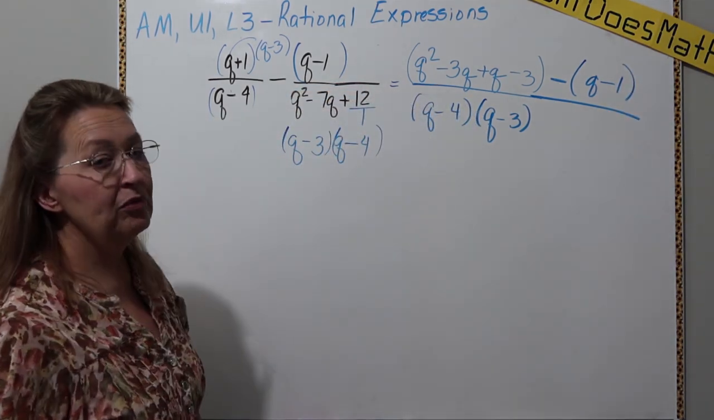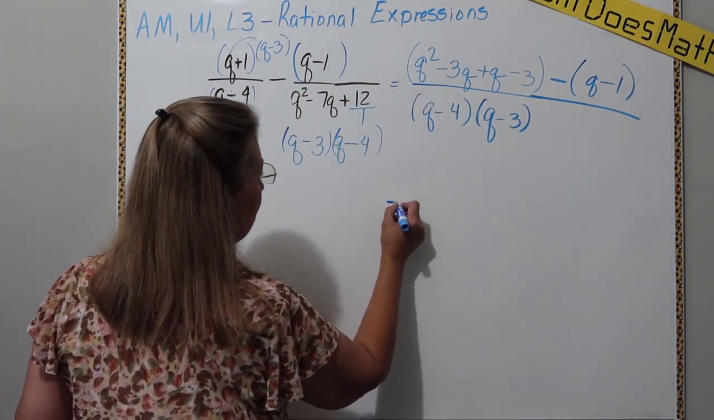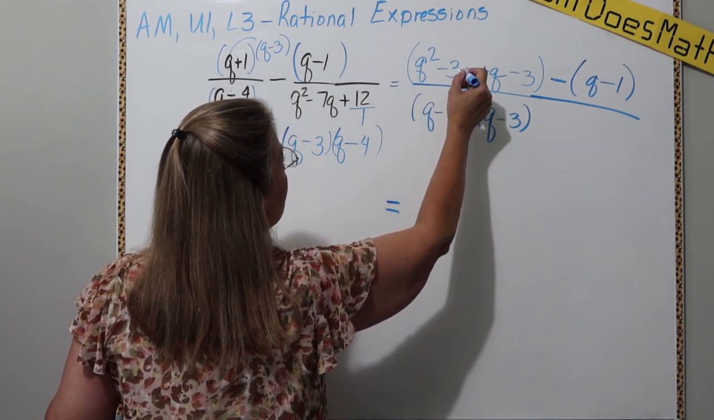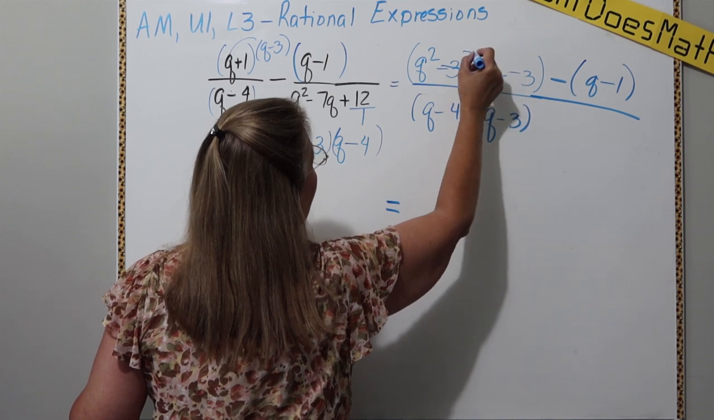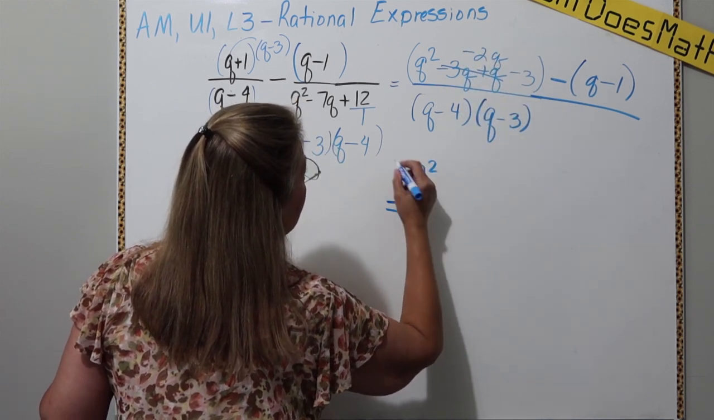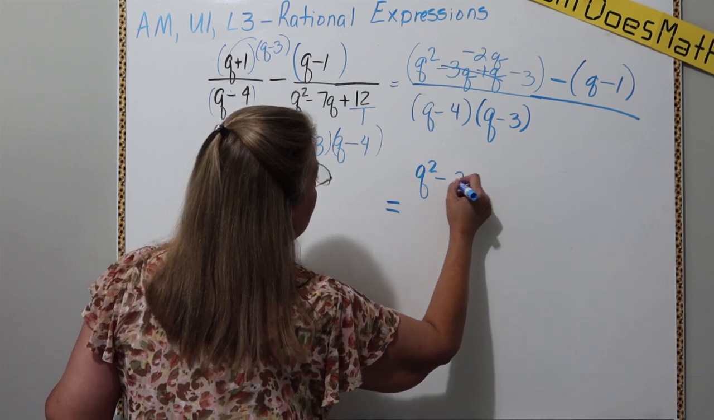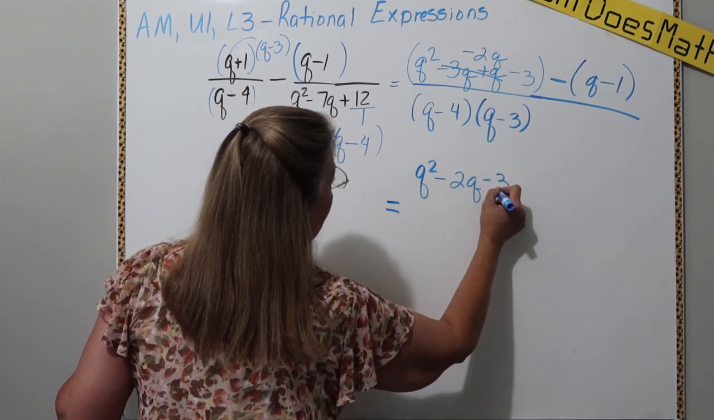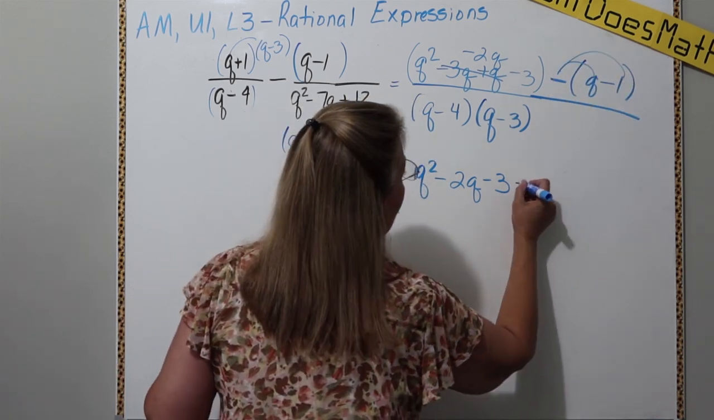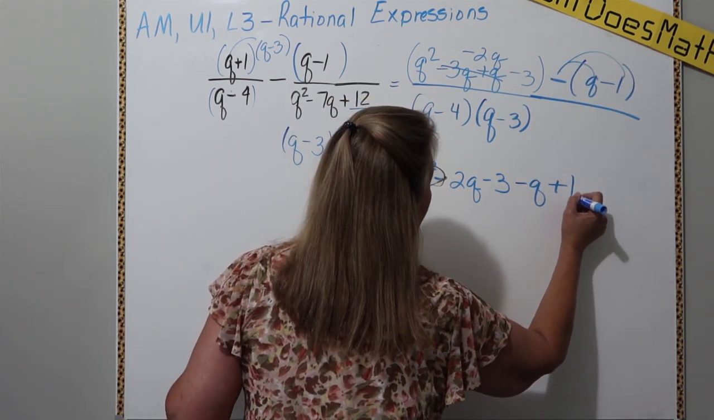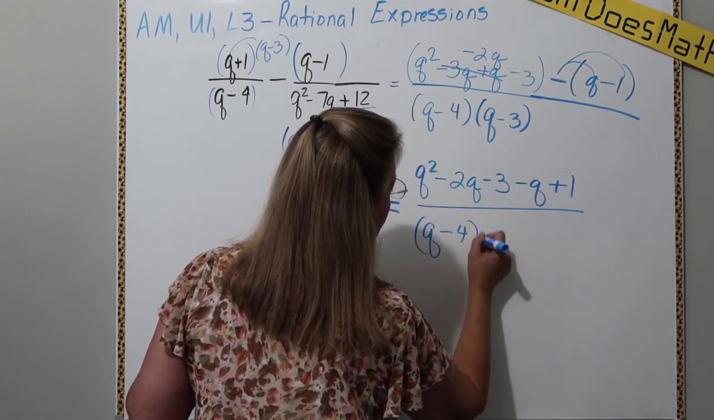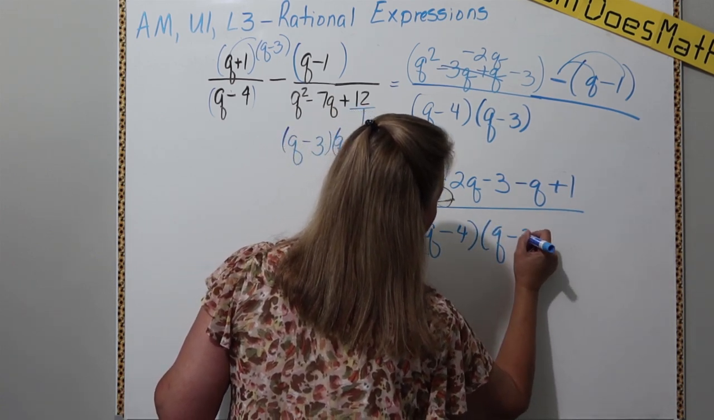Now, we've got to simplify that numerator. So let's come under here. First of all, just within here, what is minus 3Q plus Q? That gives you minus 2Q, right? So we have Q to the second power minus 2Q minus 3. All right, now here I've got to distribute that minus sign. So now I have minus Q plus 1, and my denominator has not changed. I'm just carrying it along.